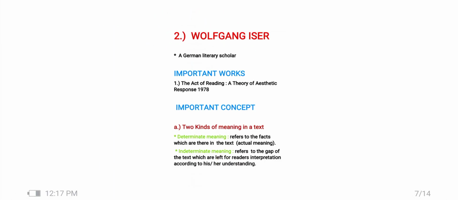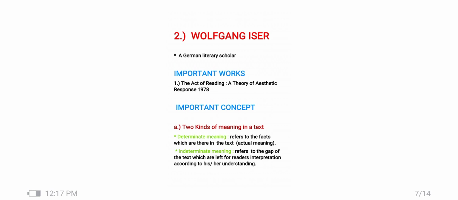Next we come to Wolfgang Iser. He is a German literary scholar. One important work given by him is The Act of Reading: A Theory of Aesthetic Response, 1978. There are three important concepts that he gave, and now we'll look into them. Number one, two kinds of meaning in a text. He gave two kinds of meaning in a text.